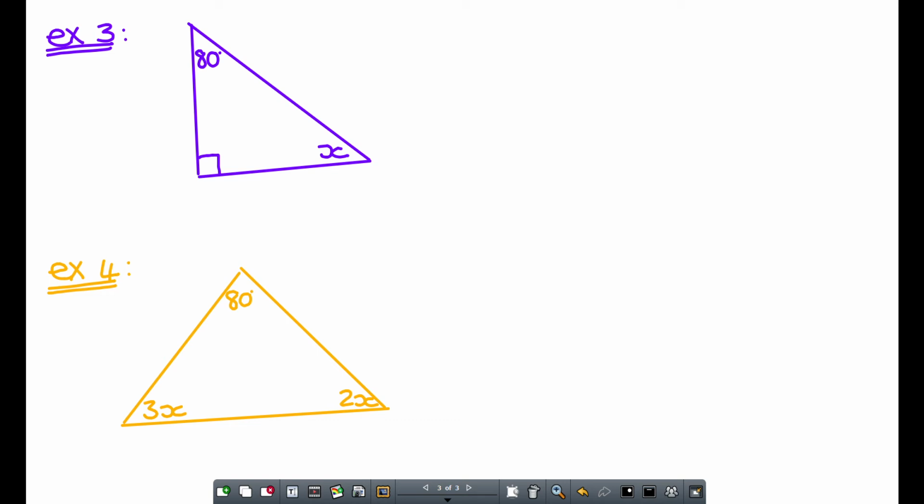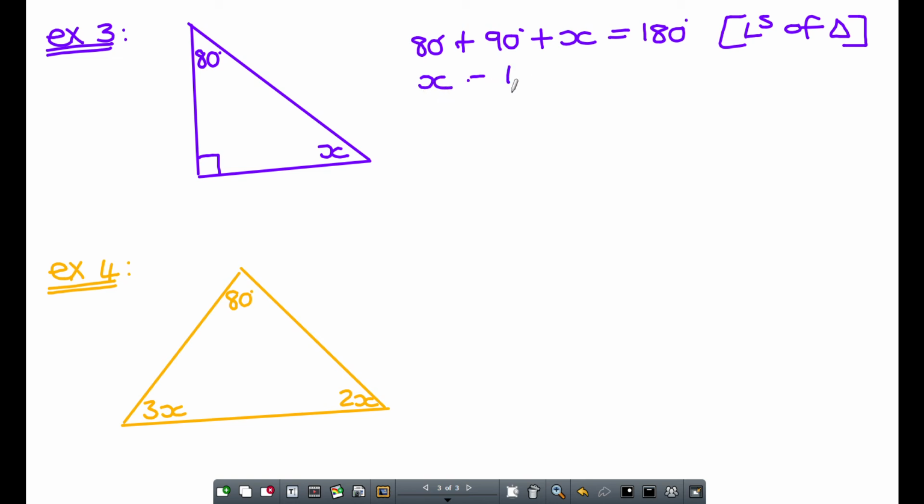Okay, can I do example 3? Okay, so we know that the interior angles must add up to 180, right? And this little block here indicates a 90 degrees angle. Okay, so I can say that 80 plus 90 plus x will be 180 degrees. Reason, angles of a triangle. Gotta have it every time. Okay, so then this step you don't have to write out, but I always like saying minus 90 minus 80. So that means that x will be 10 degrees.